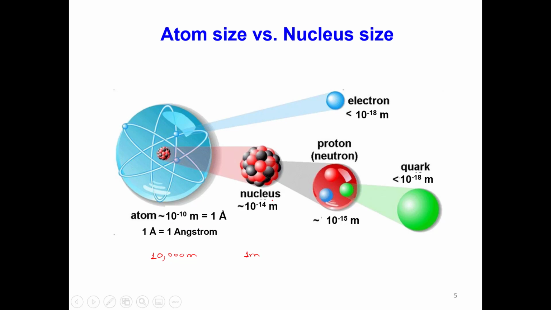The same thing is happening here: 10^-10 here and 10^-14 here, so it is 4 orders of magnitude smaller. But in the case of the electron, its size compared with the size of the atom is 8 orders of magnitude smaller. If we compare in the same way, if we had 1 meter for the electron, here we would have 8 zeros.